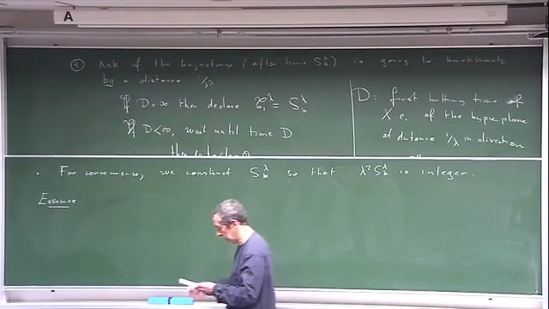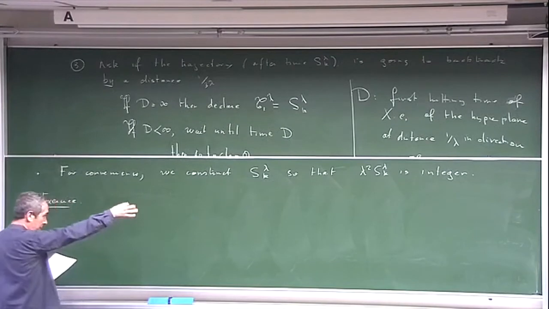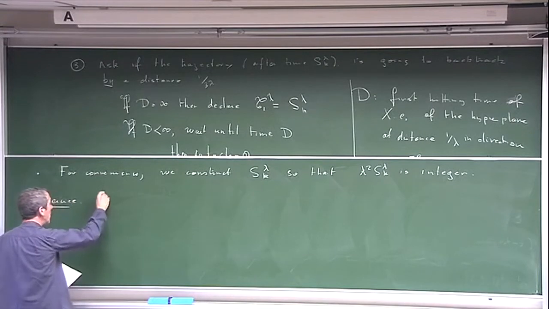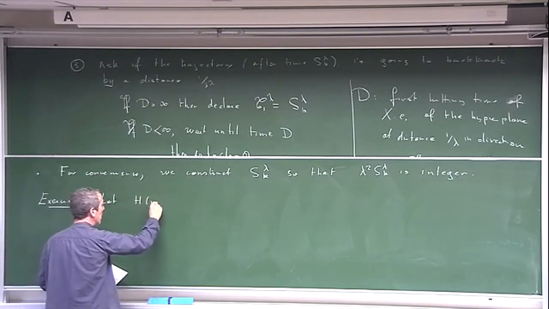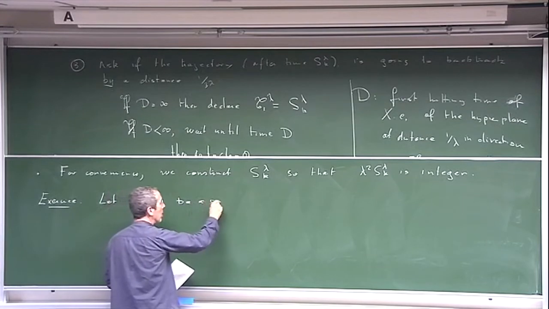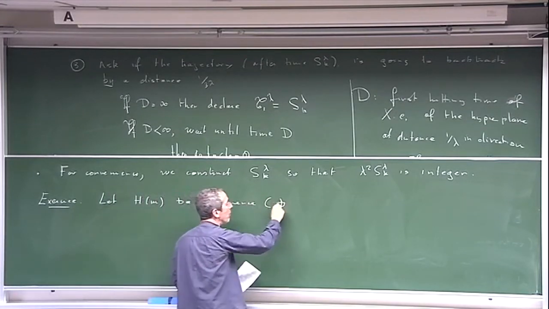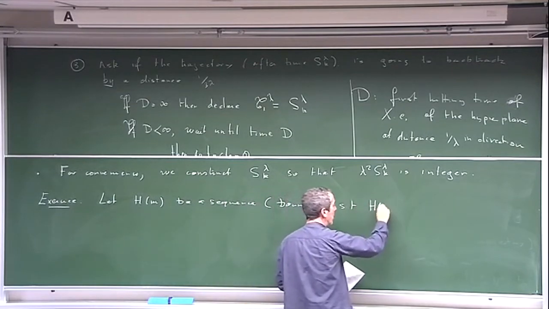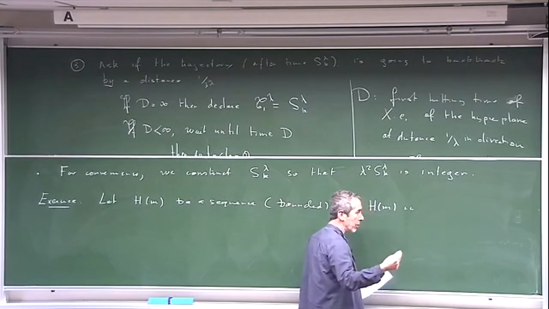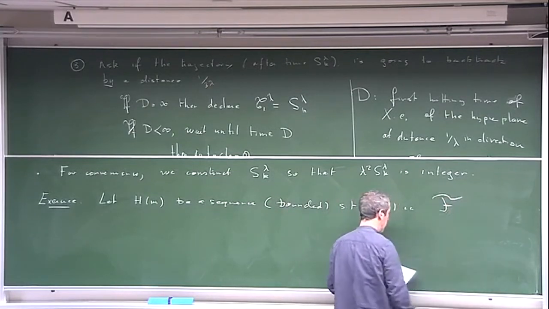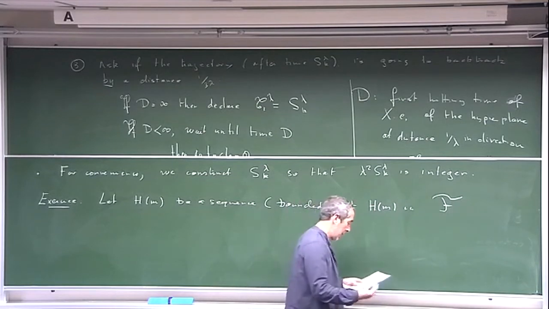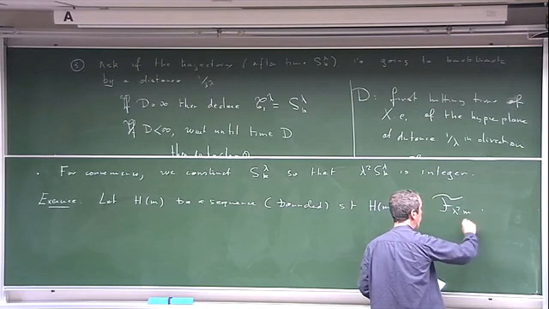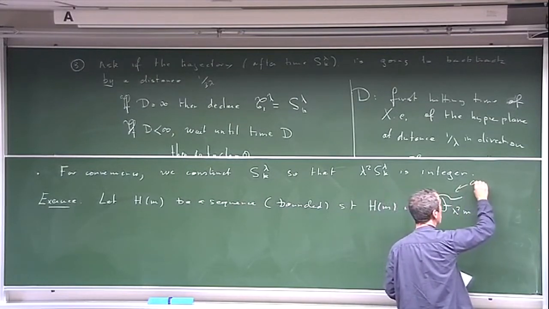So, for instance, here is one property that follows from this, which is the following. Take any nice process. Let h of m be a sequence, you can assume bounded, not very important, such that h of m is measurable with respect to the filtration, the canonical filtration at time lambda square m.